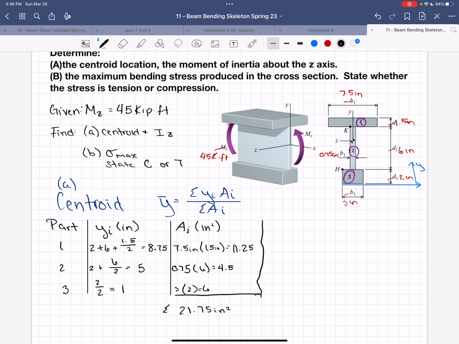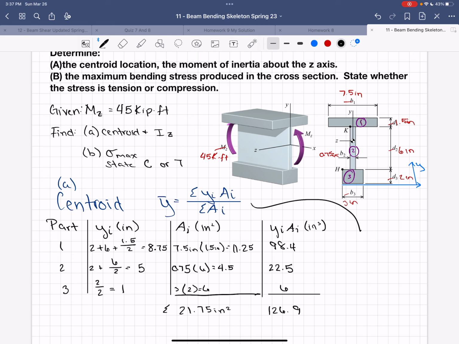All right, then we find yi times ai, so column 2 times column 3, and these are going to be inches cubed. So we're going to get 98.4, and then we'll get 22.5, and then we'll get 6. And we sum all of these up so that we have a numerator. So we get 126.9.